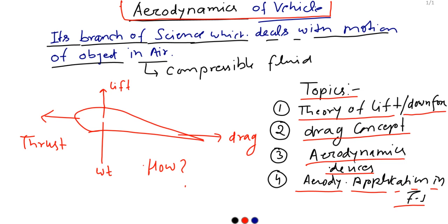So what is basically aerodynamics? Aerodynamics is a branch of science which deals with the motion of objects in air. Suppose we have an object moving with a certain velocity, so air is interacting with it, and that will produce a certain kind of effect. That is what we are going to study here. Considering the required object is a car, let us see how we will go ahead.